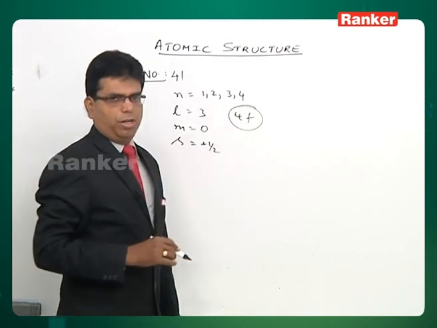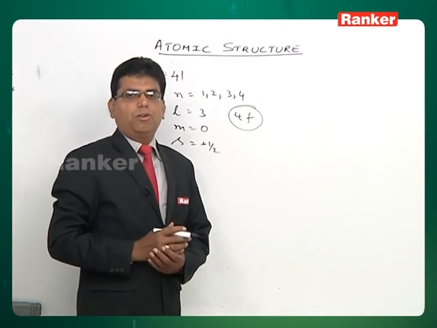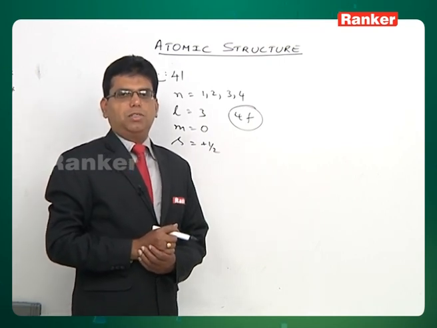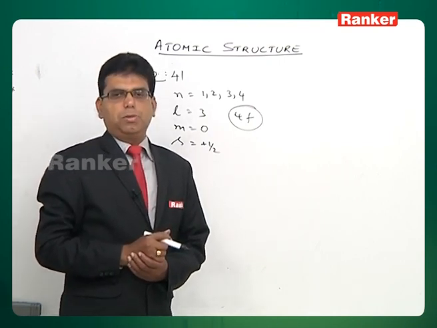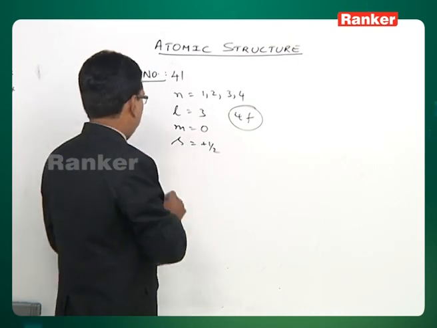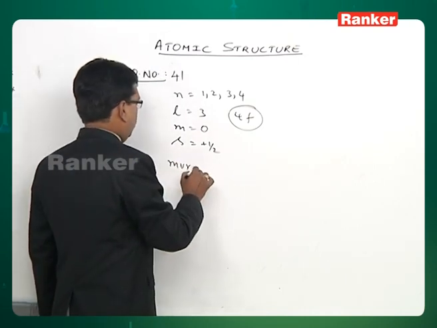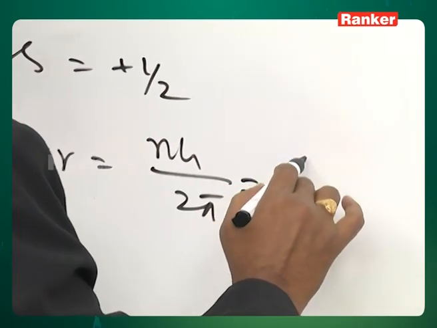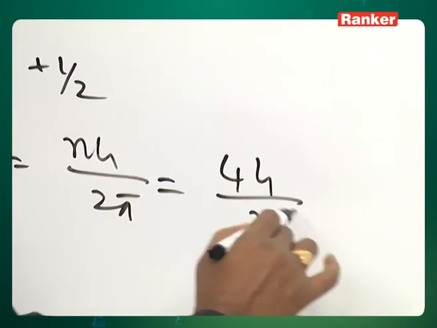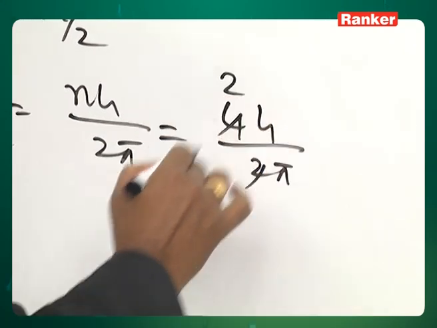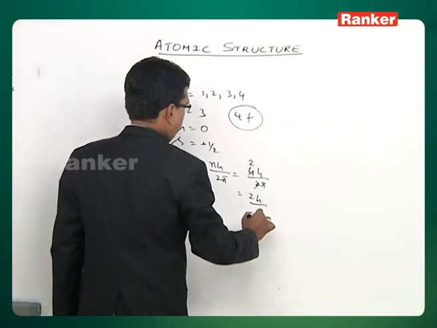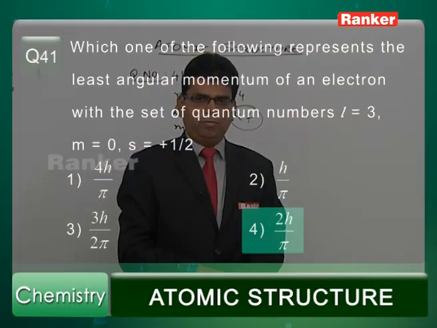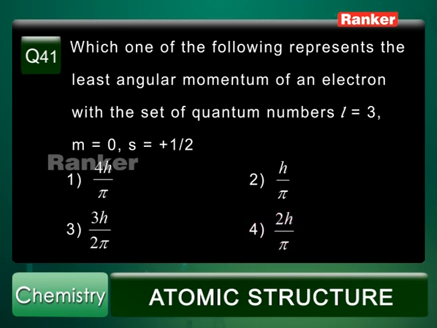It is 4f. Then which one of the following represents the least angular momentum? Least angular momentum is 2h by pi. Because angular momentum mvr is equal to nh by 2 pi, so n is 4, 4h by 2 pi, so it is 2h by pi, the angular momentum, right? So the correct answer is option 4.